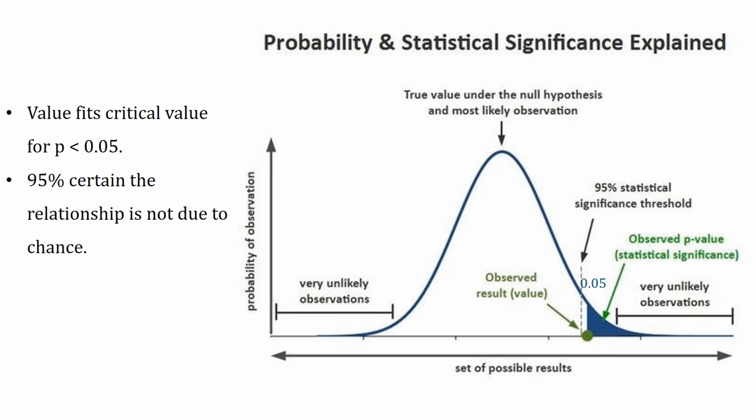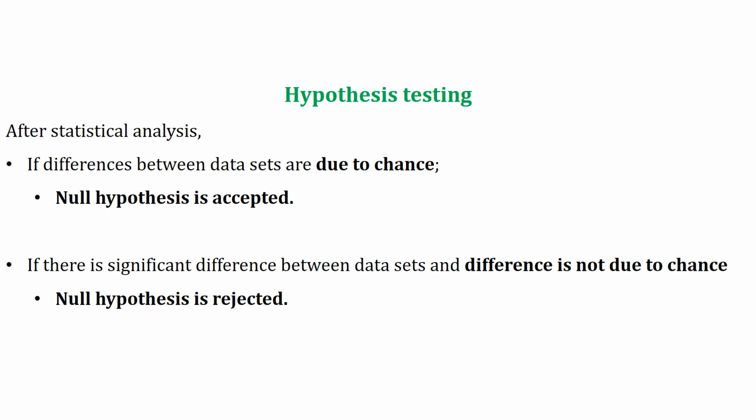This bell curve helps us visualize what significant means. If a value falls within the critical region for p less than 0.05, we are 95% confident that the relationship or difference is real. So, what happens after analysis? If the result isn't significant, we accept the null hypothesis. If the result is significant, we reject the null hypothesis and conclude there is a real effect.